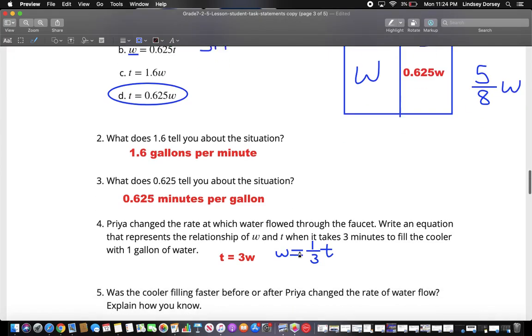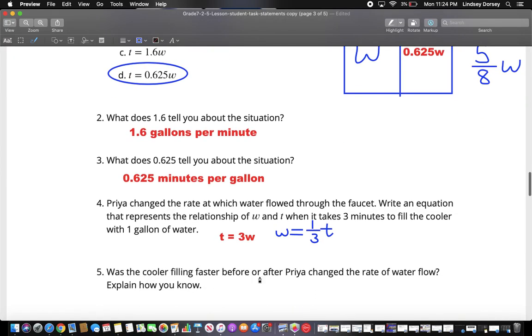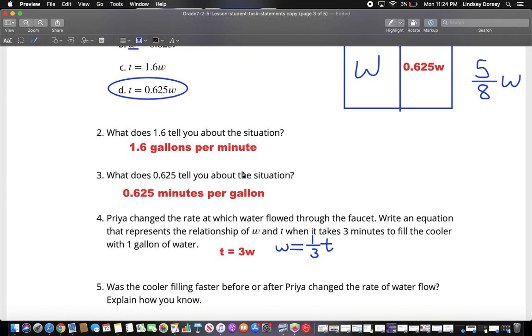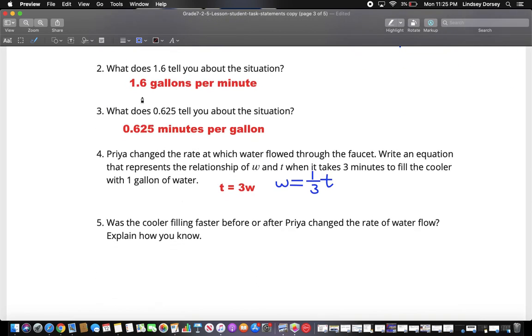So it says on number 5, was the cooler filling faster before or after she changed the rate of water flow? So was it faster before or after the change? Okay, so it was faster before, because before it only took 0.625 minutes to fill 1 gallon, whereas now it's taken 3 minutes to fill 1 gallon. So it took less than a minute before the change, and now it's taken 3 minutes. So it was filling faster before.